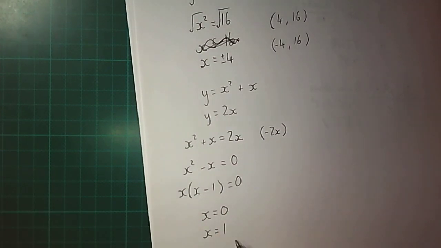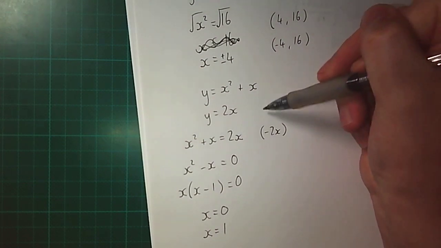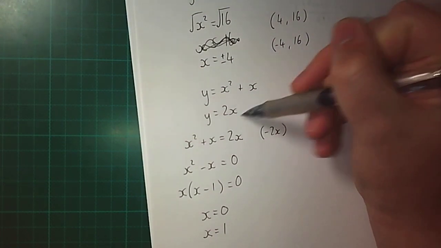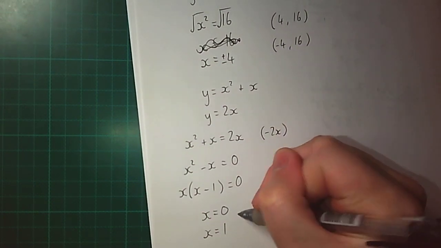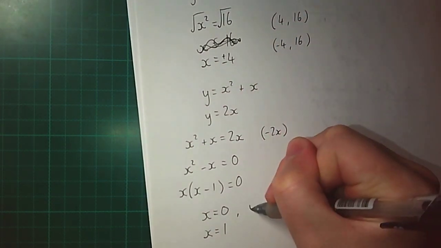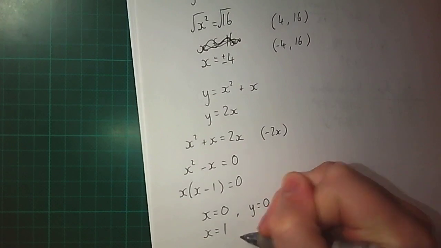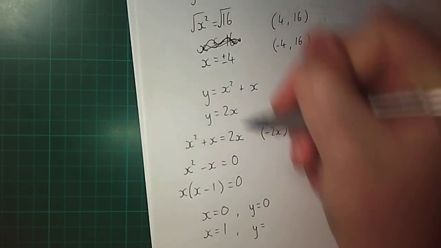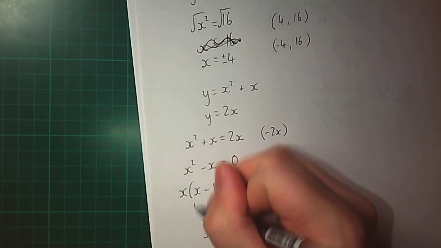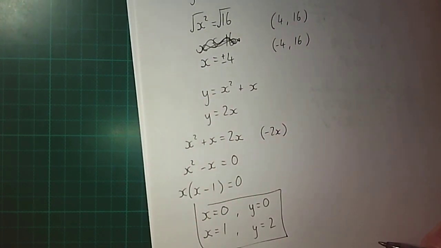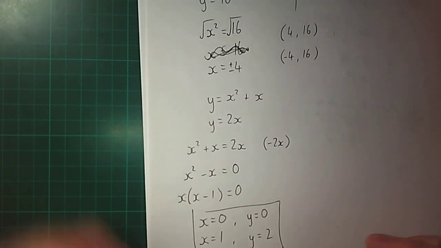We need to actually see what our y values are, so we can use either of these equations. I'm going to use this one because it's a bit simpler without any squares. So when x is 0, 2 times 0 is 0 as well. And when x is 1, 2 times 1 is going to be 2. So they're our two solutions. We can see in both instances we've got two solutions.